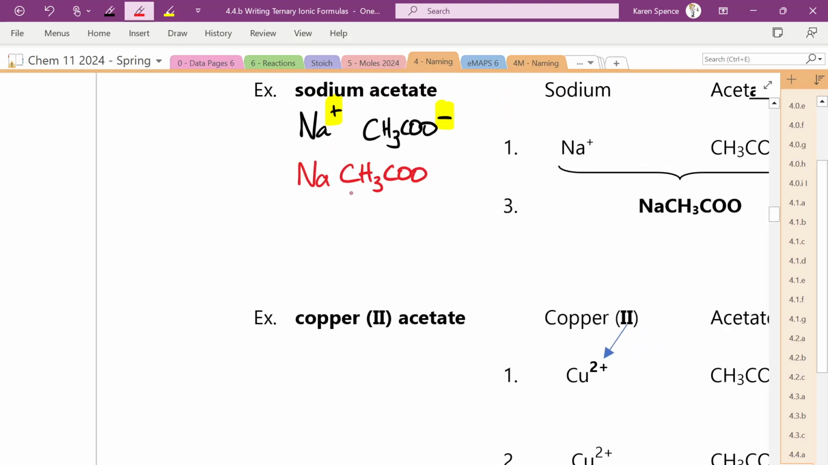Now, I left a little bit of a space here. You should not be leaving a space. It should all be together. Okay? That's actually not so good. It should all be squished into one thing.